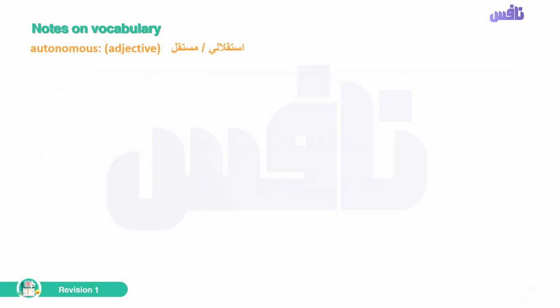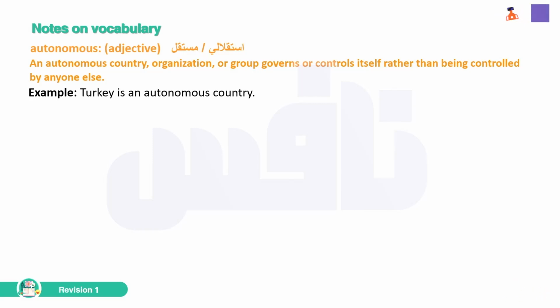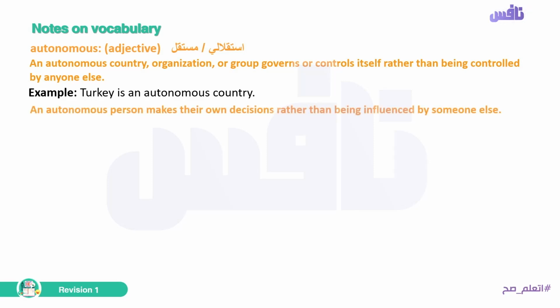معانا كمان كلمة autonomous. Autonomous is an adjective which means استقلالي أو مستقل. بيقول لنا an autonomous country, organization or group governs or controls itself rather than being controlled by anyone else. ومديني example بيقول لي Turkey is an autonomous country. دولة مستقلة.